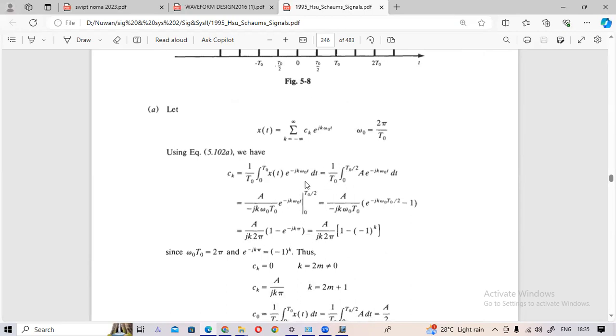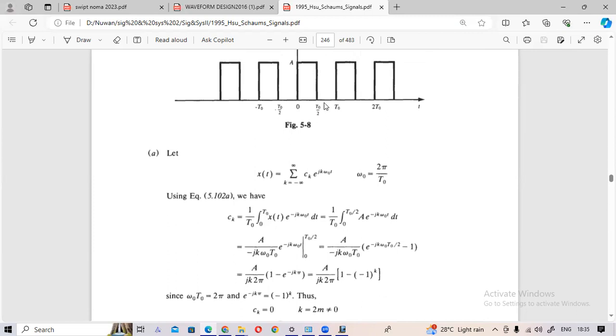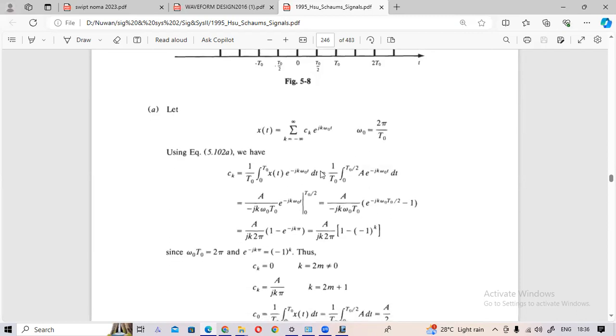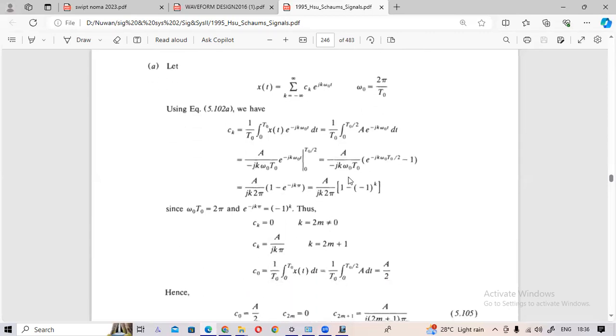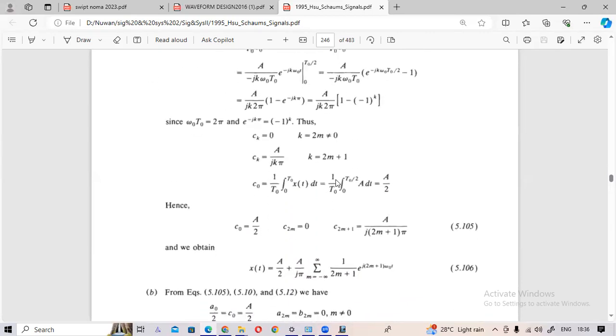So that 0 part you don't need to evaluate. You have to evaluate from 0 to T naught by 2 because it has a signal value A, so this A is multiplied. Once you evaluate this integration, you can calculate CK. Using that CK, you can calculate any value C naught, C1, C2, C3 likewise.